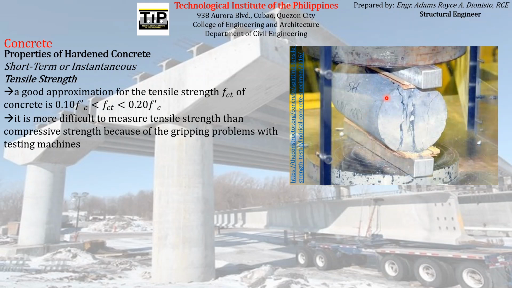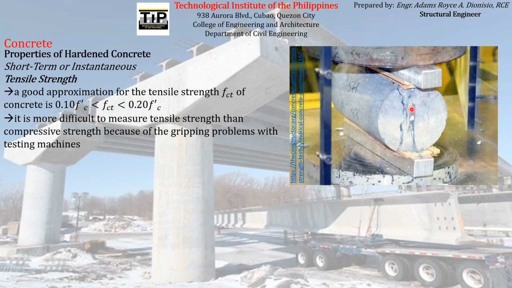So we just have to subject the concrete cylinder to tensile forces if you want to test its tensile capacity. You can just imagine that for this particular photo, if you want to test this concrete's tensile strength, we can just apply a tensile force on this end and on the other end. So we can just put a device here that will grip the concrete cylinder on this end and the other end, and then apply a tensile force.